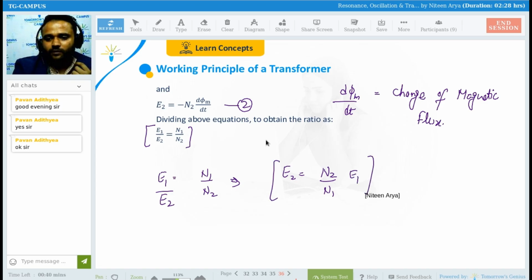So obviously, if N2 is lesser than N1, so it is less than 1, so your E2 is lesser than the initial. Means voltage on the secondary is obviously lesser than the primary one, because here it is N2 by N1. If I reverse this condition, it becomes step up. Is this clear, everyone? Is this clear, beta?